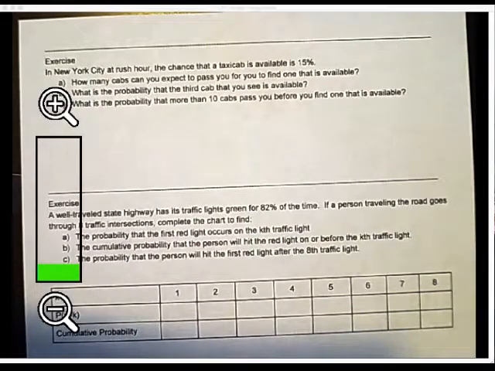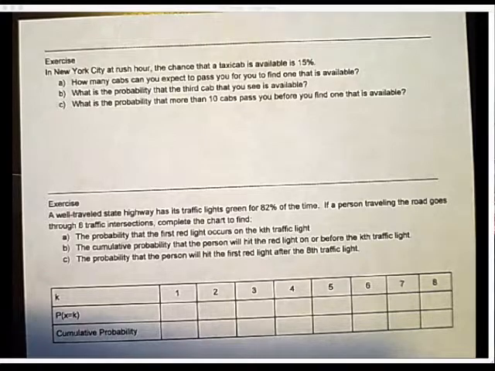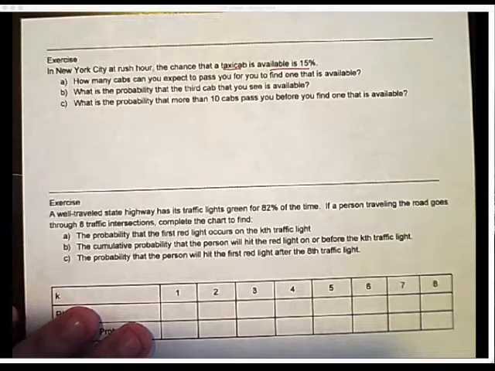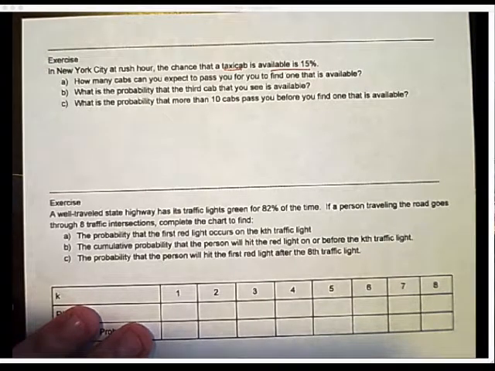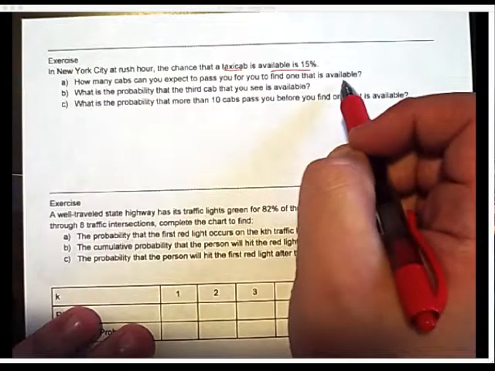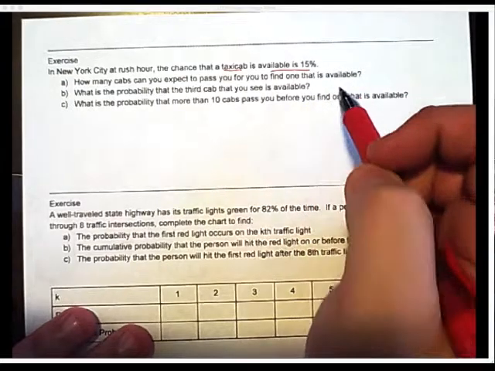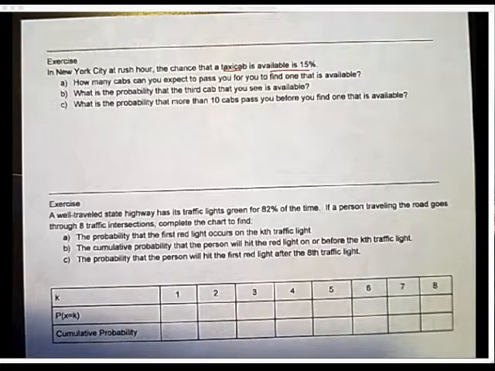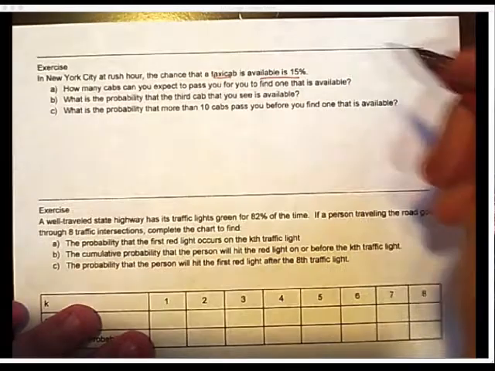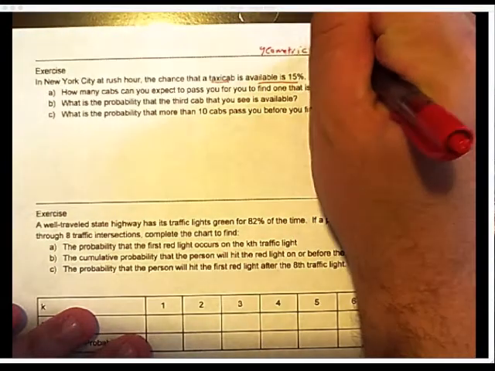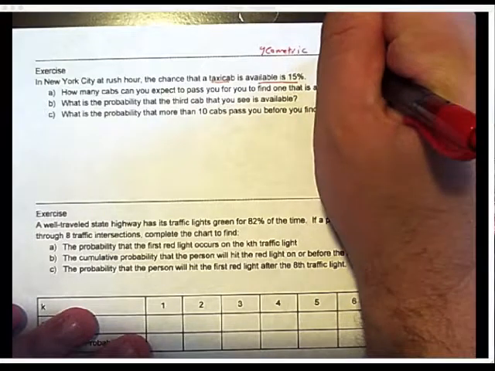So here's the second exercise. It says, in New York City at rush hour, the chance that a taxi cab is available is only 15%. All right. So, part A, how many cabs can you expect to pass you for you to find one that is available? Or how many cabs does it take until the first one is available? All right, so that's actually a means question, but before we do this, let's make sure that this meets the geometric conditions.